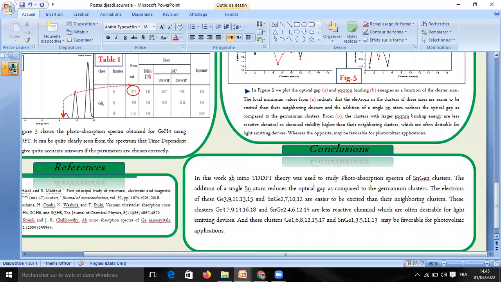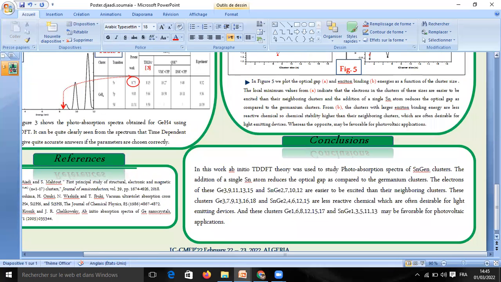Conclusion. Some clusters are less chemically reactive, which is often desirable for light emitting devices, whereas the opposite may be favorable for photovoltaic applications.